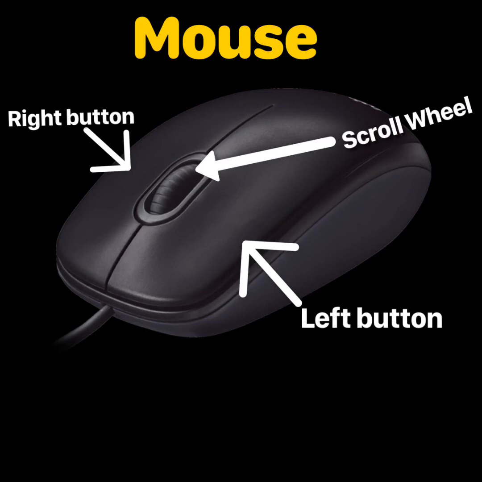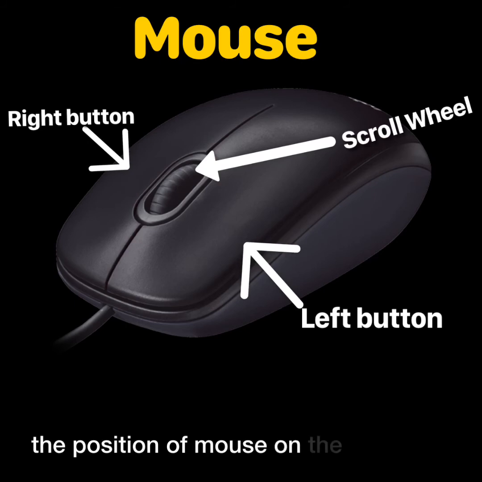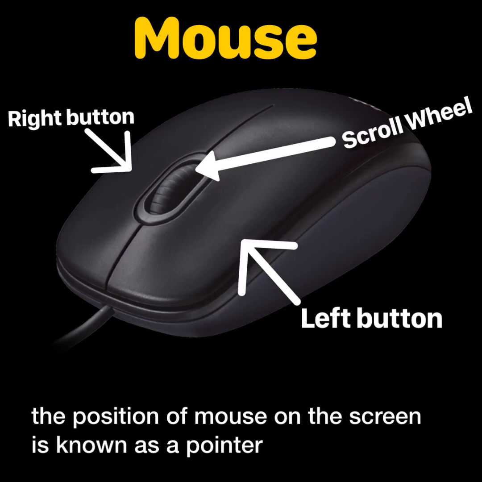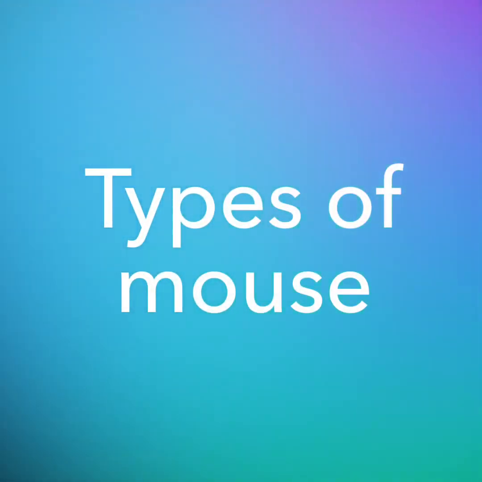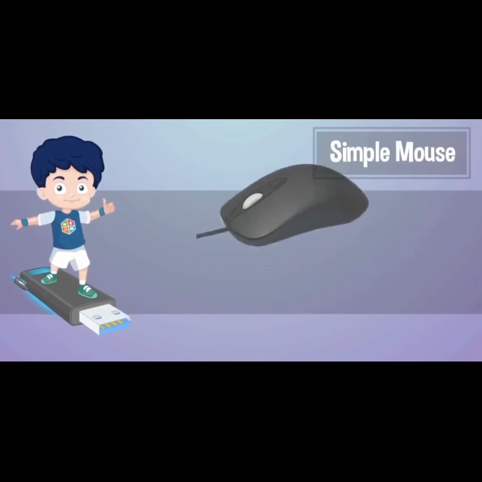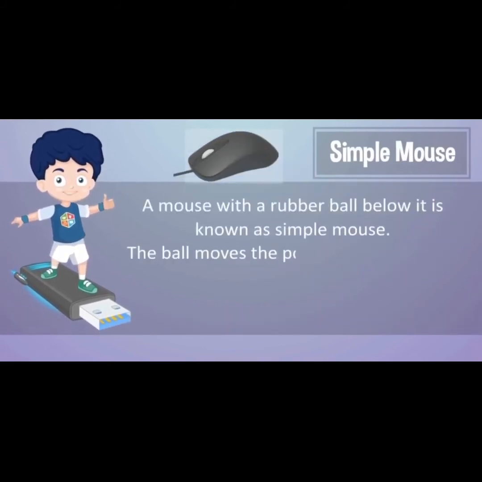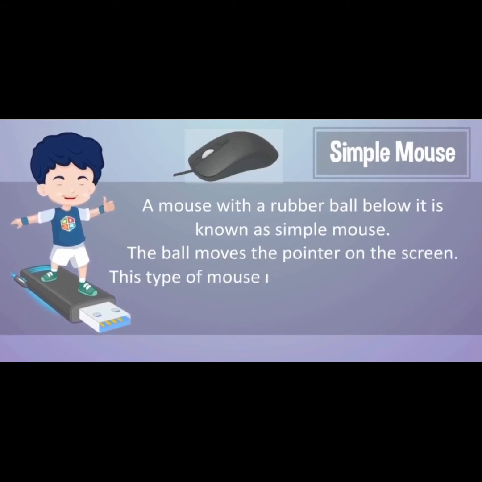It has one left button, one right button and one scroll wheel. And an arrow which shows the position of mouse on the screen is known as a pointer. Now let's read types of mouse. First, we have a simple mouse. A mouse with a rubber ball below it is known as simple mouse. The ball moves the pointer on the screen. This type of mouse needs mouse pad to work.